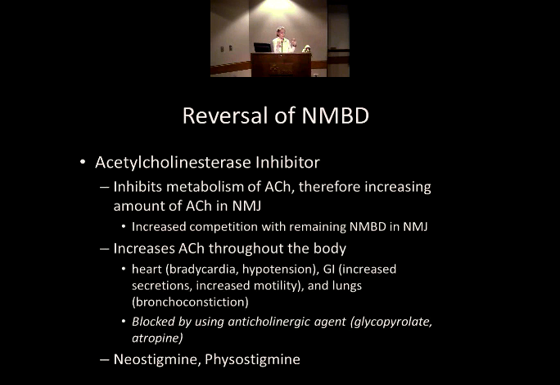If we can increase the amount of acetylcholine in that area, we're going to have more to compete with our paralytic. So acetylcholinesterase inhibitors will increase the amount of acetylcholine in the neuromuscular junction and will increase the competition with the paralytic that's in the neuromuscular junction. We're basically out-competing each other, making it a numbers game, increasing the likelihood that it'll be our acetylcholine, which is our natural ligand, that will cause the muscle to fire and depolarize.